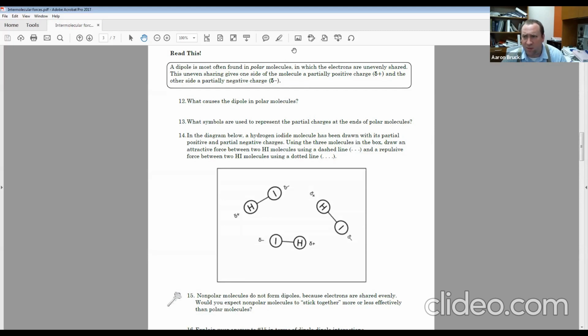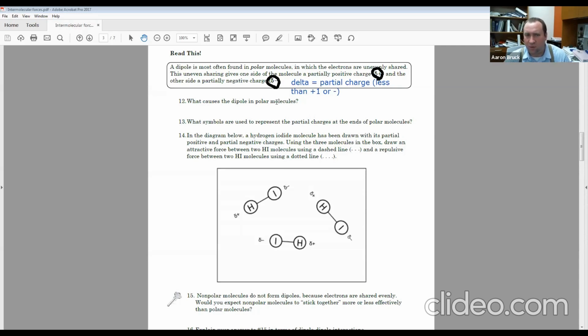A couple of questions came up in the session about this. The deltas here, the delta positive, the delta negative. The Greek letter delta here indicates a partial charge. So we're talking about something that's either less than +1 if it's delta positive, or less than -1 if it's delta negative.